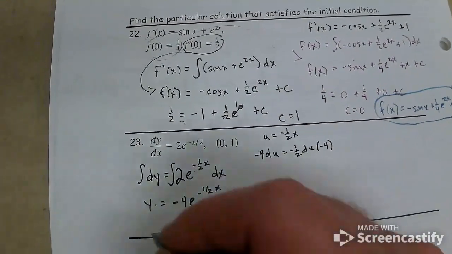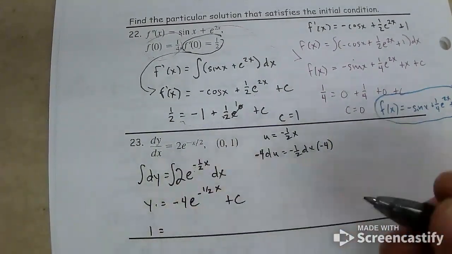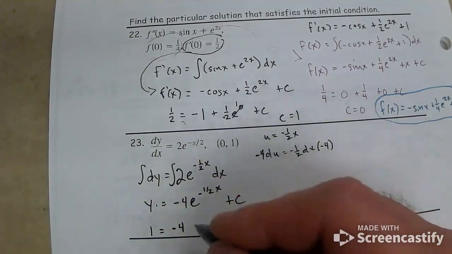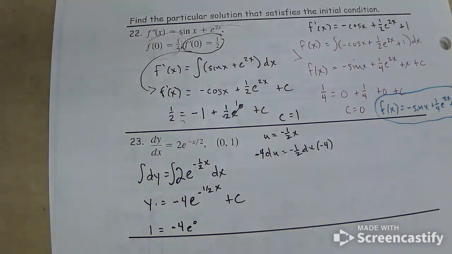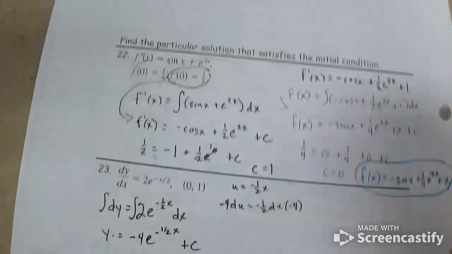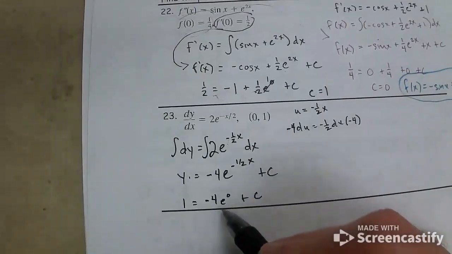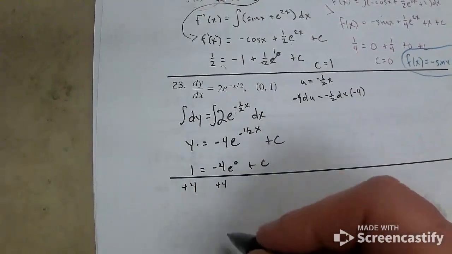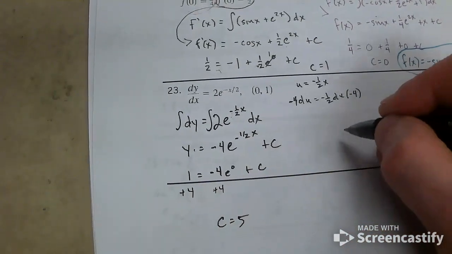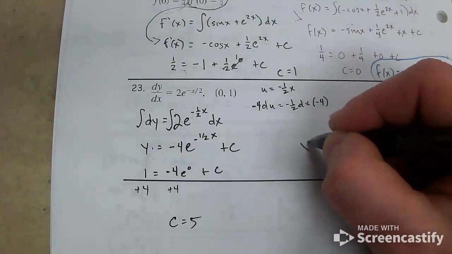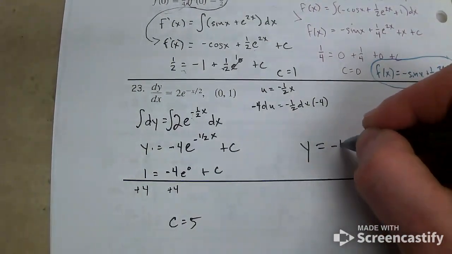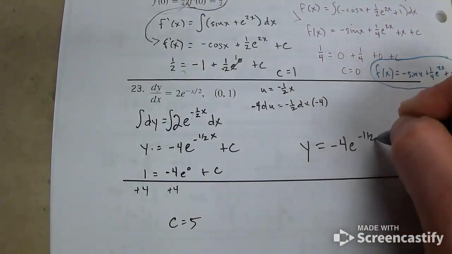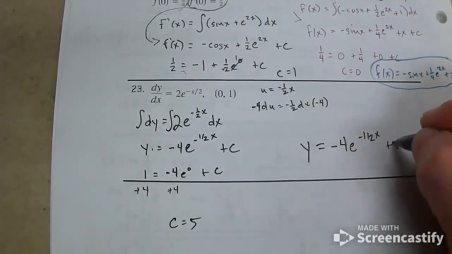And then I plug in my values, where I get 1 equals negative 4 e to the 0 power plus c. So in this case, this is going to be negative 4. I'm going to add 4 over, and I get c equals 5. So our final particular solution is going to be y equals negative 4 e to the negative 1/2 x plus 5.